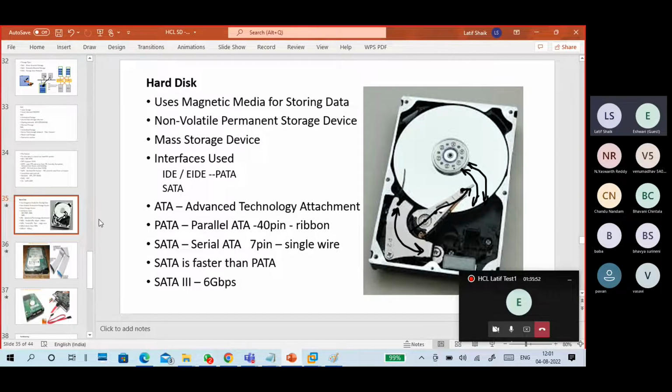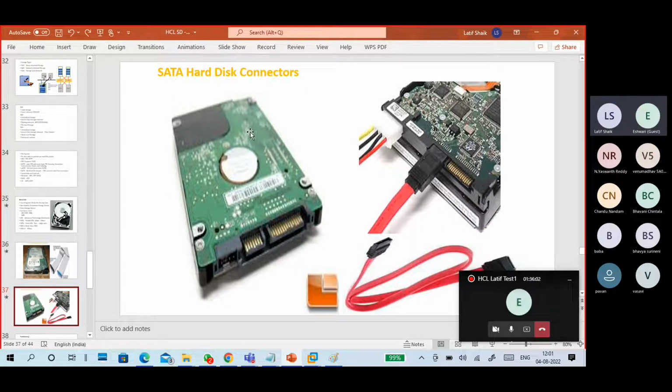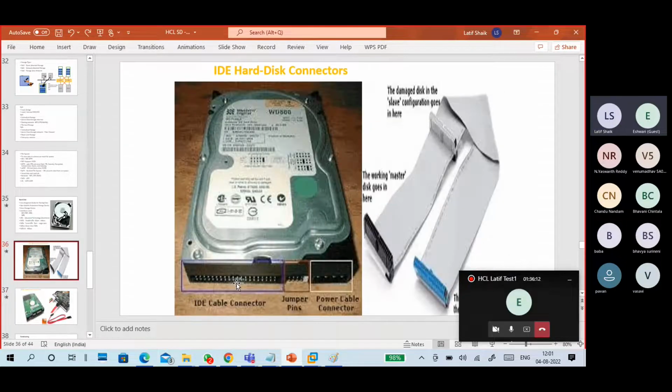Next, each hard disk is supported by a logic board. If you see, on the bottom, this is called a logic board. The logic board has connectivity. Totally three types of connectivity are there for a hard disk, but here we'll discuss two types.